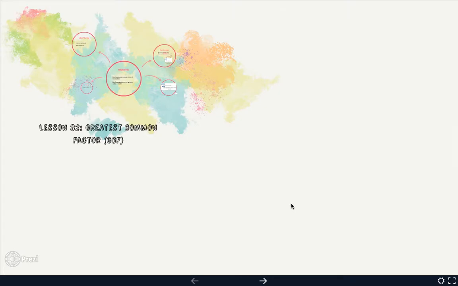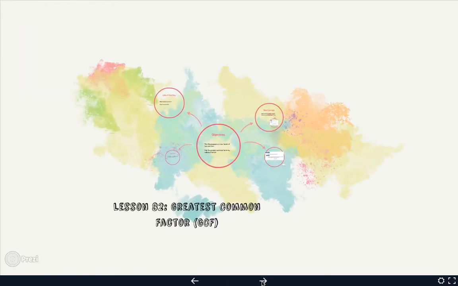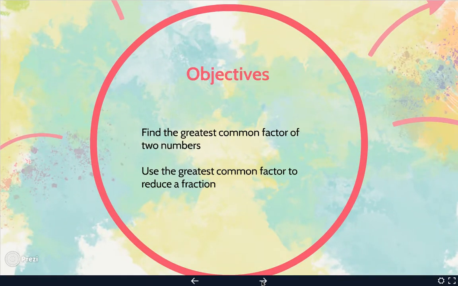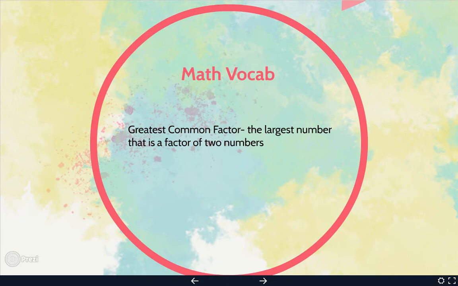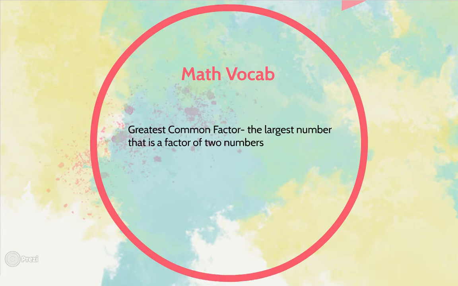We're on lesson 82, which is greatest common factor, or GCF for short. Your objective for today is to find the greatest common factor of two numbers, and we are also going to use the greatest common factor to reduce a fraction. So here's our vocab for today. Greatest common factor, which is the largest number that is a factor of two numbers. Sorry, it's a little out of order, but go ahead and write that down.